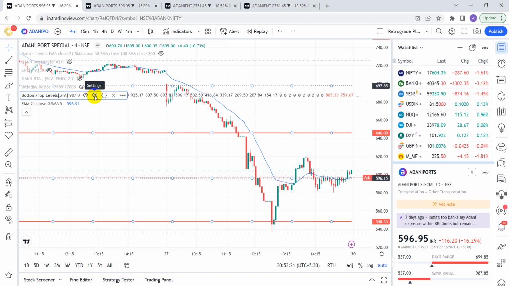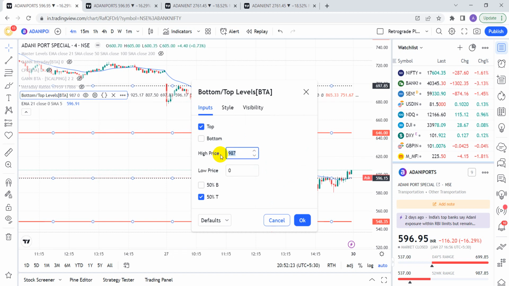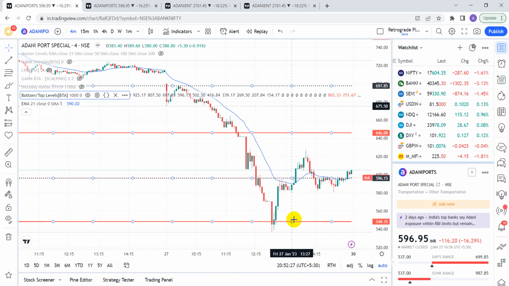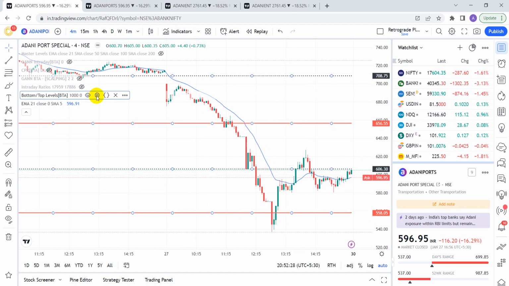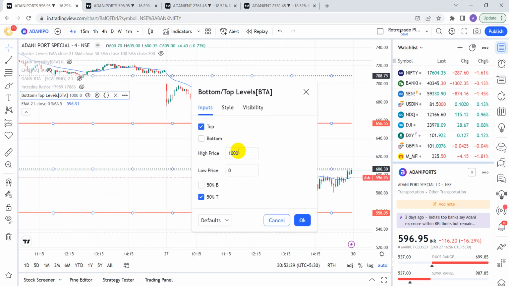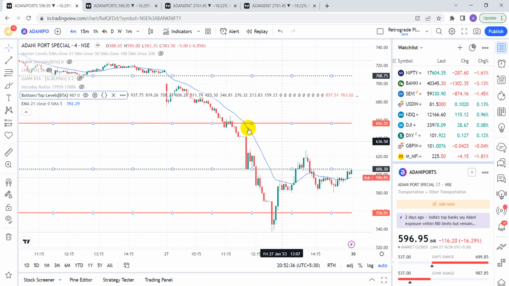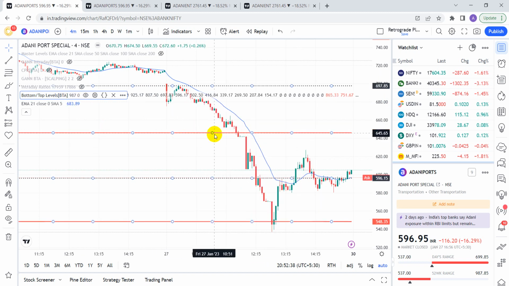Let me just change it to, let's suppose, 1000. The levels will change, right? Now I'm changing it back to 987, which was the high of Adani. It will generate certain lines which are based on Gann concepts. These lines are important trend changing lines. So 26th was a holiday, so on the 27th it opened below this line.